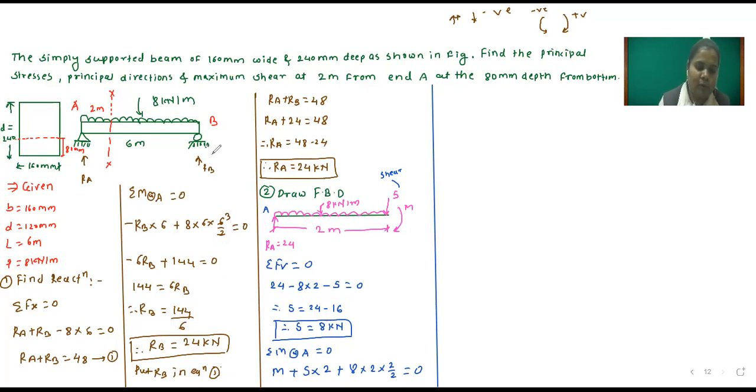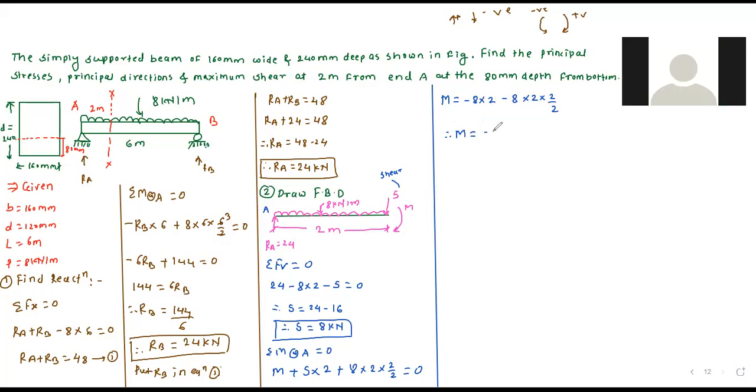Okay, so now we will put the value of S here. So M is equal to minus 8 into 2 minus 8 into 2 into 2 by 2. You calculate and tell me, M is equal to how much? M is equal to minus 32 kilonewton meter.